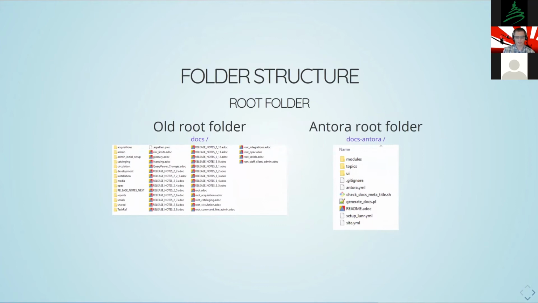Here's the folder structure. Side by side, we have the old root, which we've seen in a previous slide, and then this is Antora's root folder. Notice there are way fewer files here. Most of these you can ignore. There is a README, which is not required by Antora. Really, the only things required by Antora are the site YAML file and the Antora YAML file. The rest of that stuff is meta stuff that we've added for our own sakes.